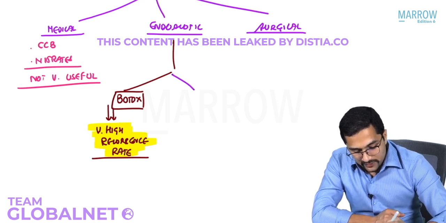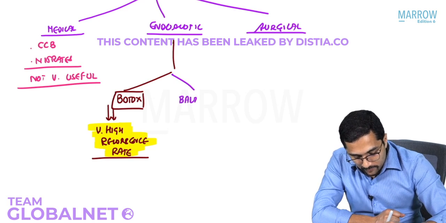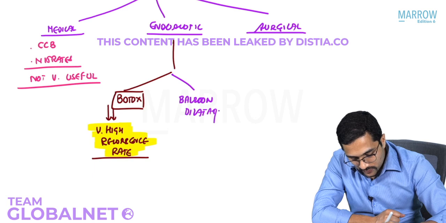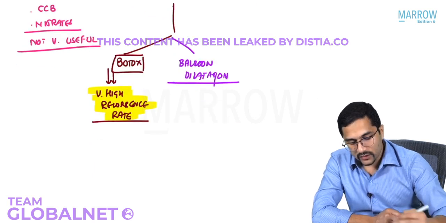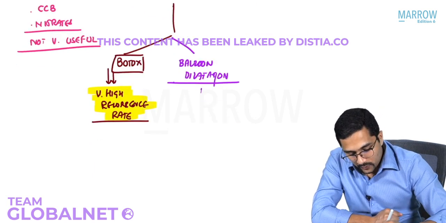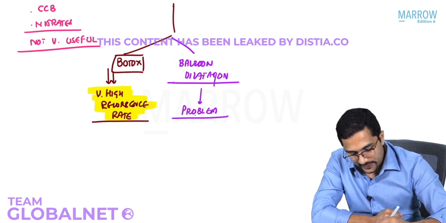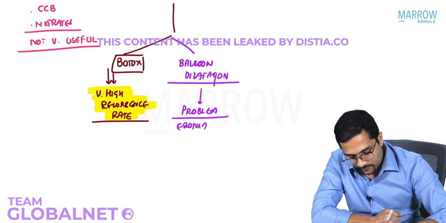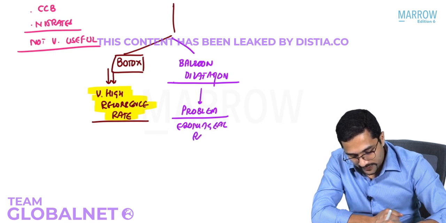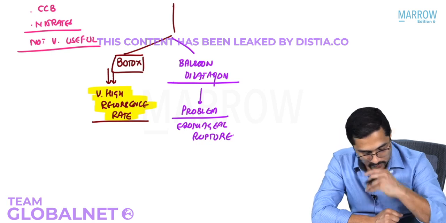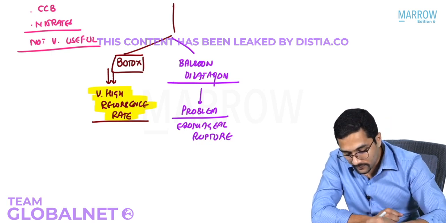The other endoscopic treatment is balloon dilatation, where we put in a balloon and carry out dilatation of the lower part of the esophagus and the lower esophageal sphincter. The problem is that if you overinflate, it can give rise to esophageal rupture in these patients.